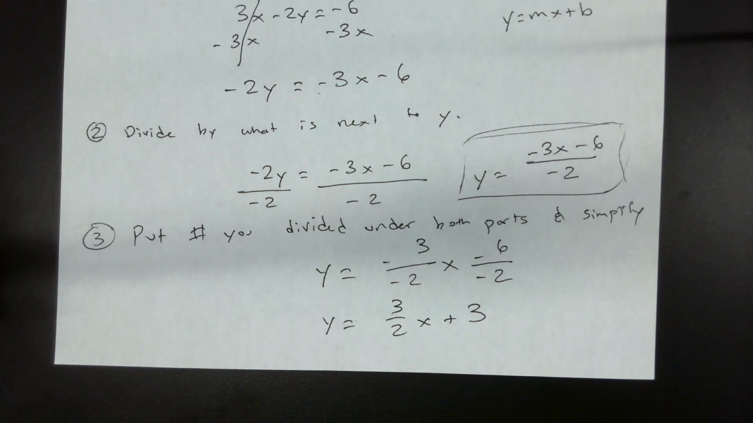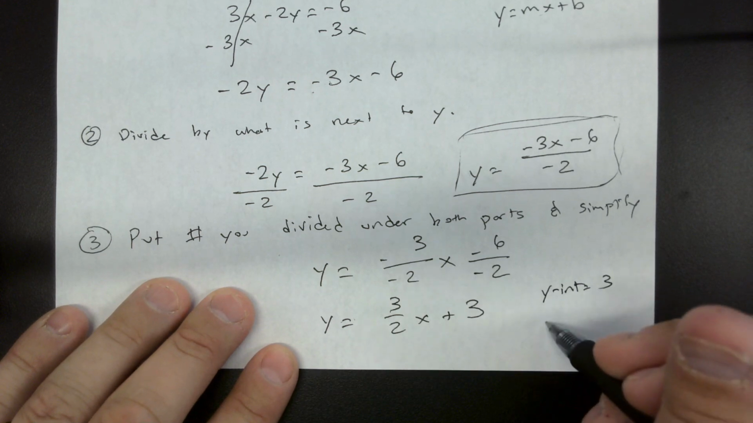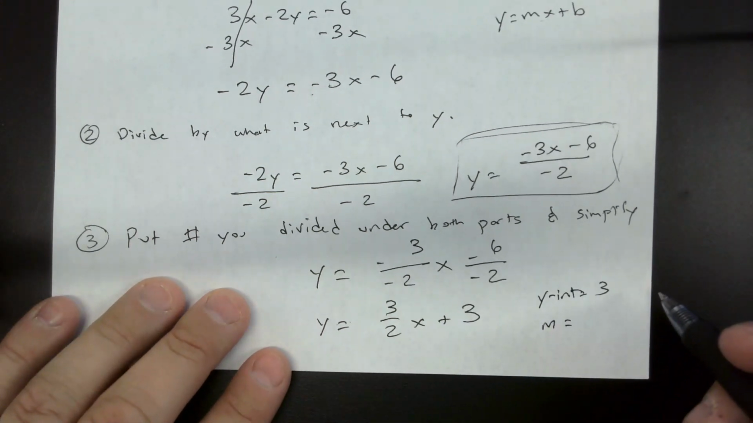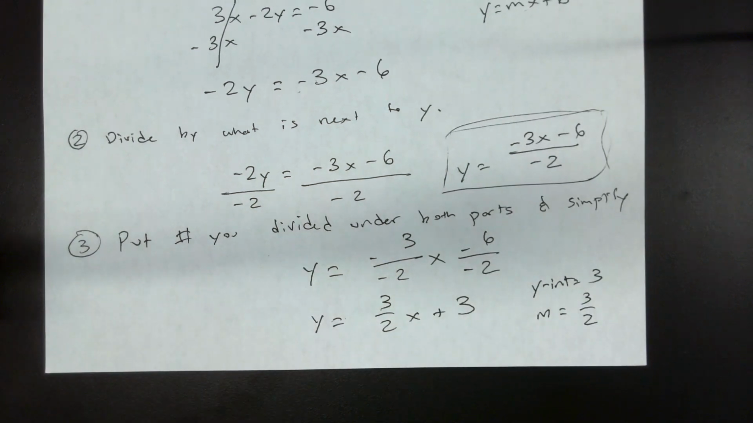So, Corbin, what's our y-intercept there? So our y-intercept is 3. What's our slope, Corbin? 3 over 2, and there's our y-intercept and our slope.